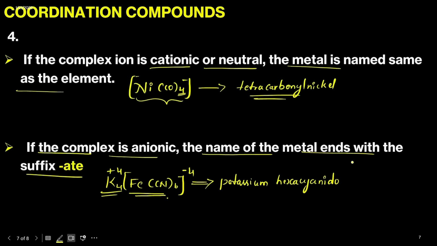the name of the metal ends with the suffix ate. Since it is an anionic complex, here the name of the metal should end with the suffix ate. Therefore, it is written as ferrate, okay, ferrate. This is how you have to write. Therefore, if the complex is anionic, the name of the metal should end with the suffix ate.